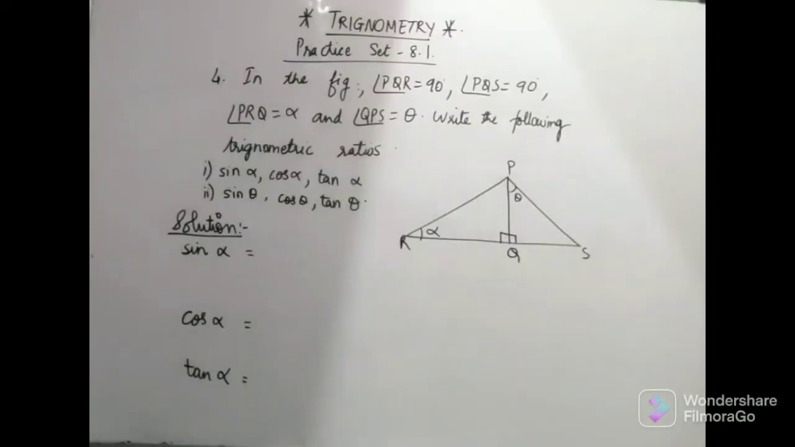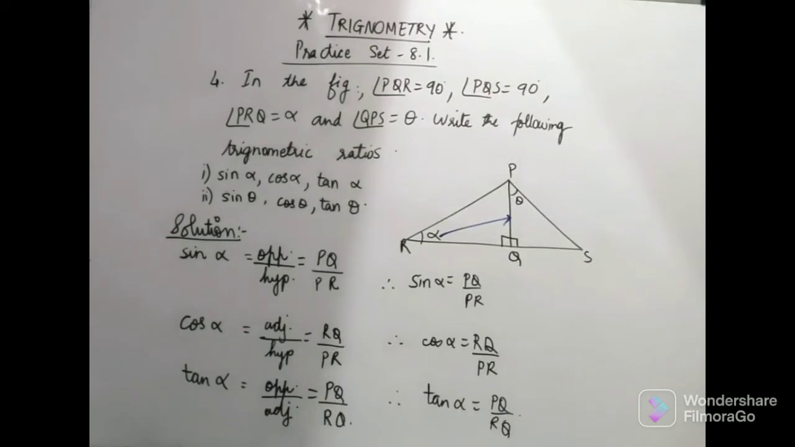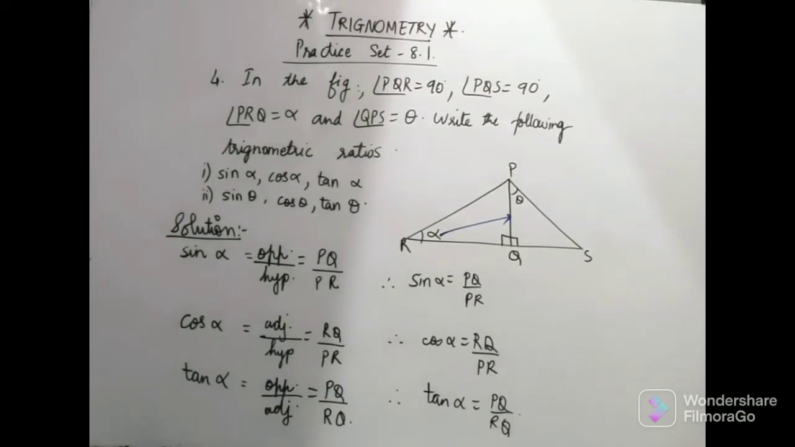Here's the fourth sum. In the figure, angle PQR is 90, angle PQS QS is 90 again. PRQ is alpha and QPS is theta. Write the following trigonometric ratios. You have to find 1 and 2. Two questions are given. So I am starting the first one first, that is sin alpha, cos alpha and tan alpha. So first we are going to start with sin alpha.